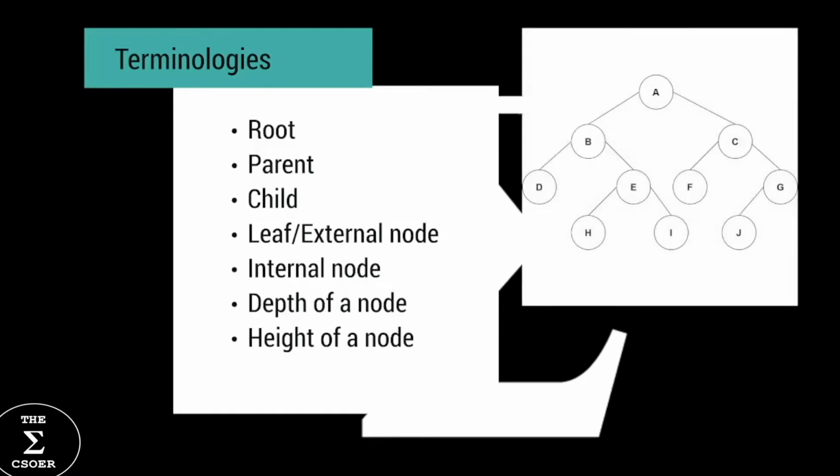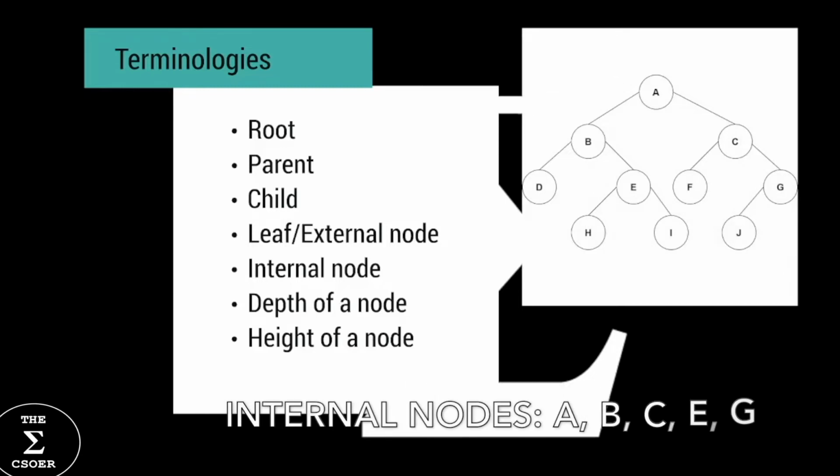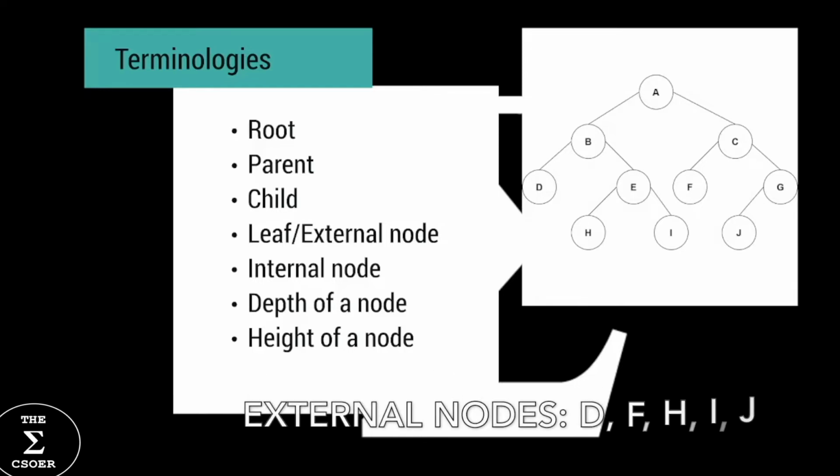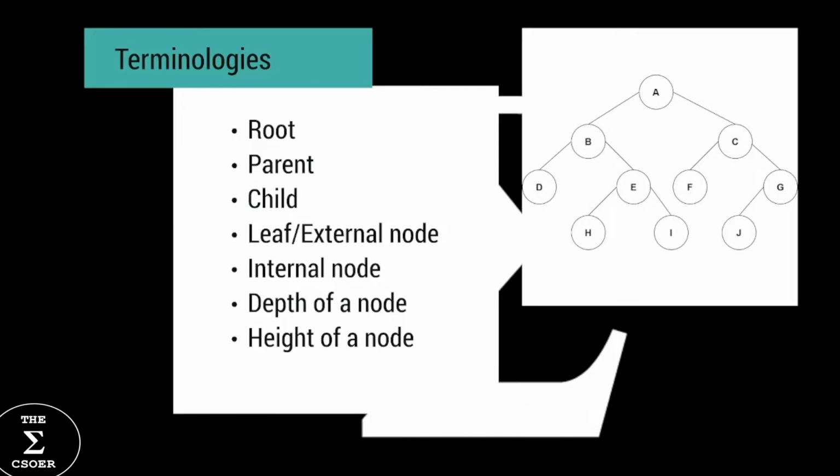In the binary tree to the side, we can see that the root node is A. The tree has 10 nodes with 5 internal nodes. Example: A, B, C, E, and G, and 5 external nodes: D, F, H, I, and J. The height of the tree is 3. B is the parent of D and E, while D and E are children of B.